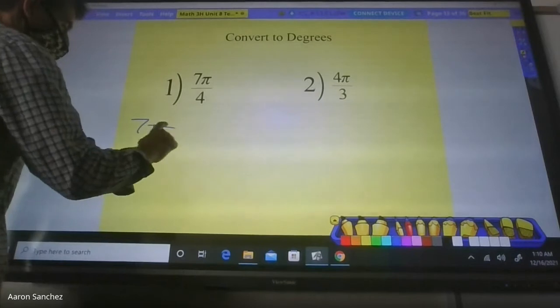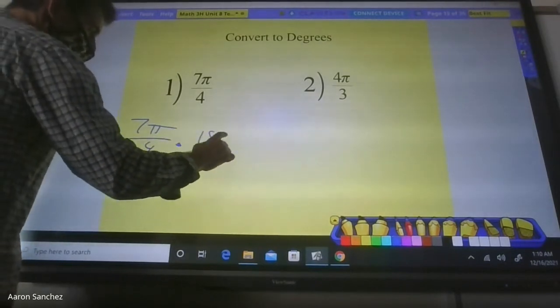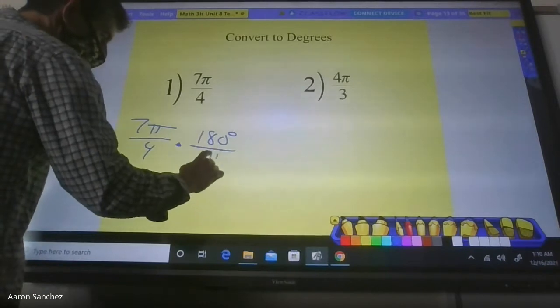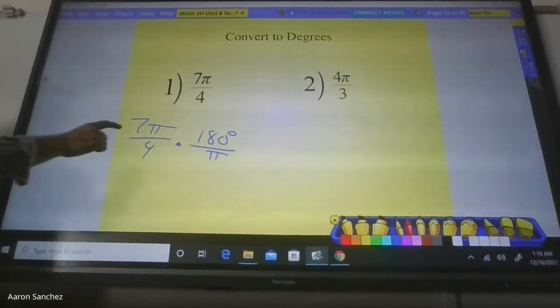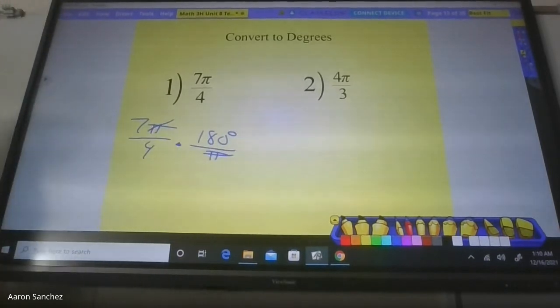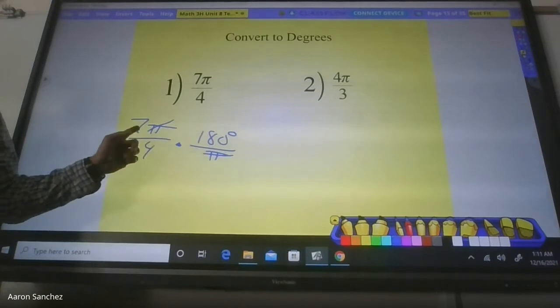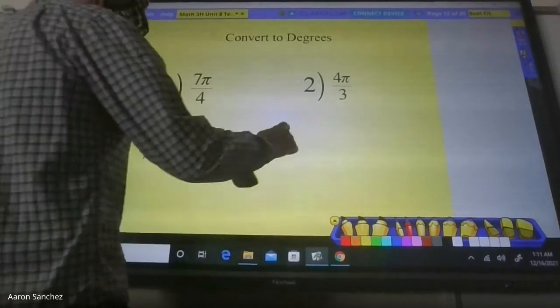Seven pi over 4. What do I multiply this by? 180 degrees over pi. So this one I'll use a calculator for. You can use a calculator, yes. 7 times 180 divided by 4, right? What is that? That's all you do. Do that on the calculator. You guys can do that.